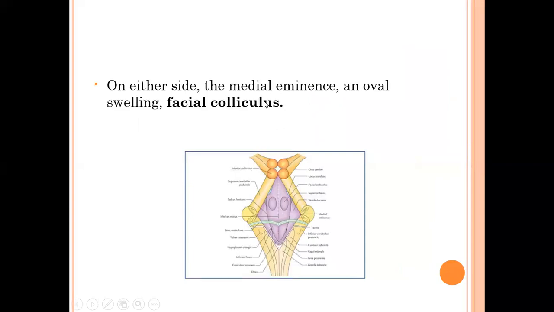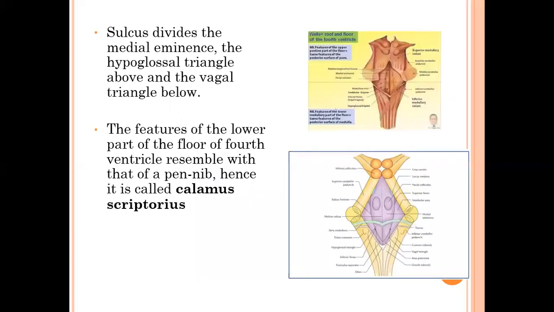So on each side of the medial eminence, we have an oval swelling, that is the facial colliculus, produced by the looping of the facial nerve around the abducens nucleus. The sulcus limitans divides the medial eminence into the hypoglossal triangle above and the vagal triangle below.